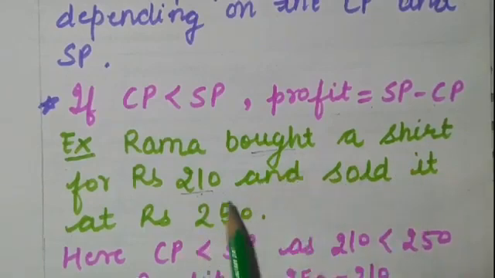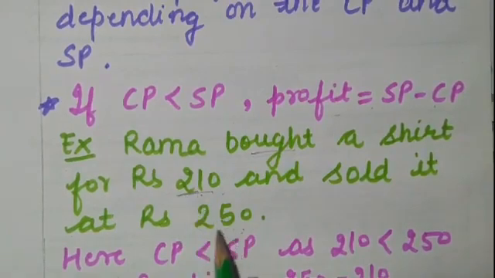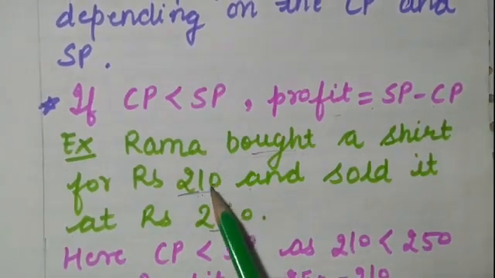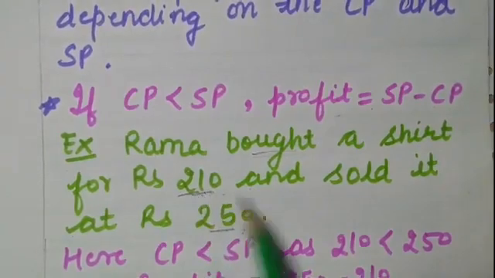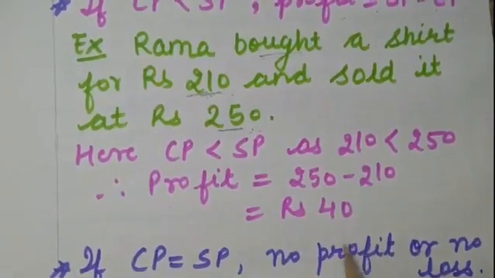Okay, and this is the selling price. This is the price at which the shirt is sold. So here CP is less than SP, so we can say that in this case we have profit. And profit of how many rupees? That is 250 minus 210, meaning SP minus CP will give you the profit, and that is rupees 40.